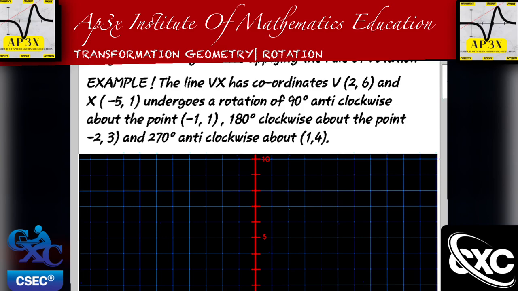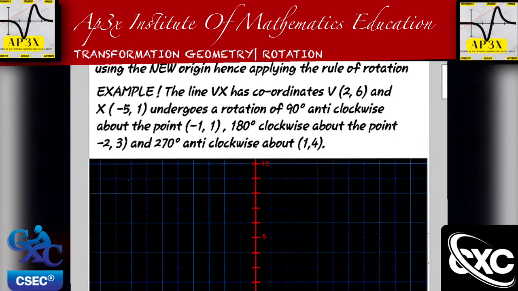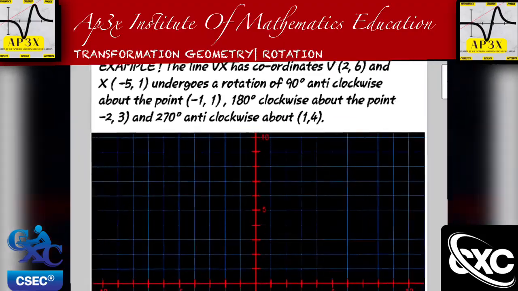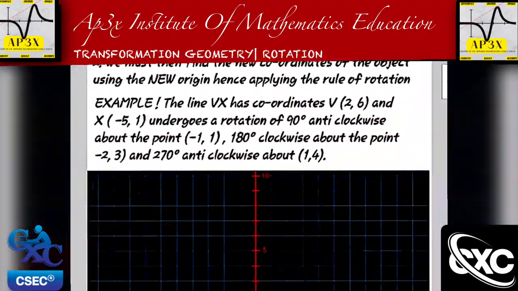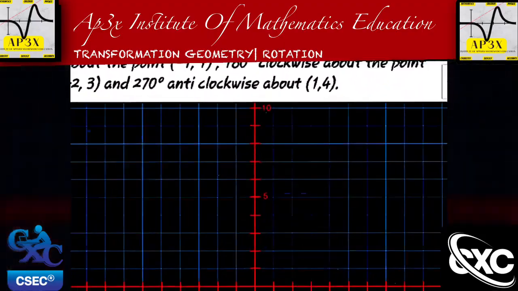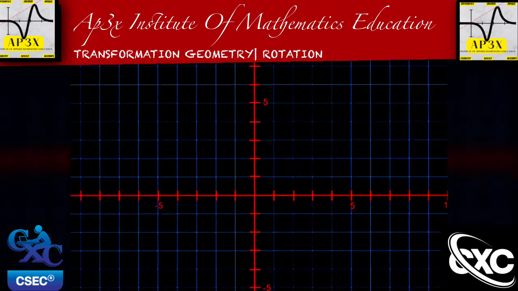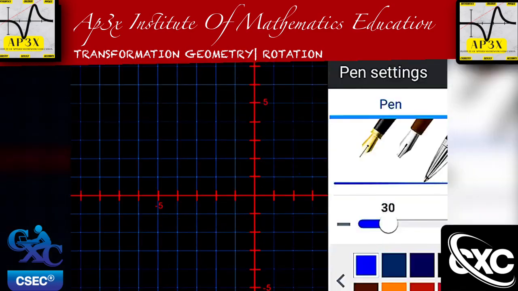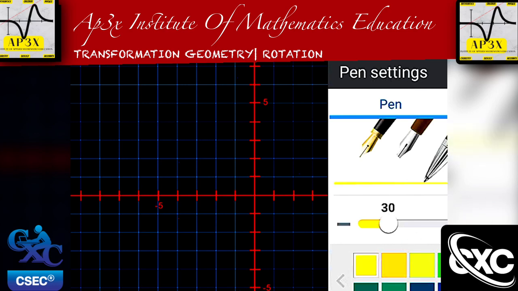So I'm going to be using this one graph here to demonstrate all of this. First, let us draw our line VX. Now V is 2, 6. So let's go on our graph here, and we're going to plot 2, 6 and negative 5, 1. Let's use yellow for now.